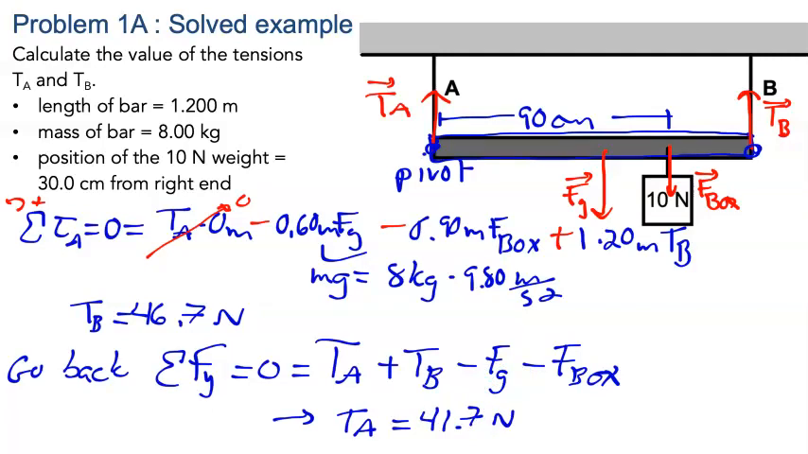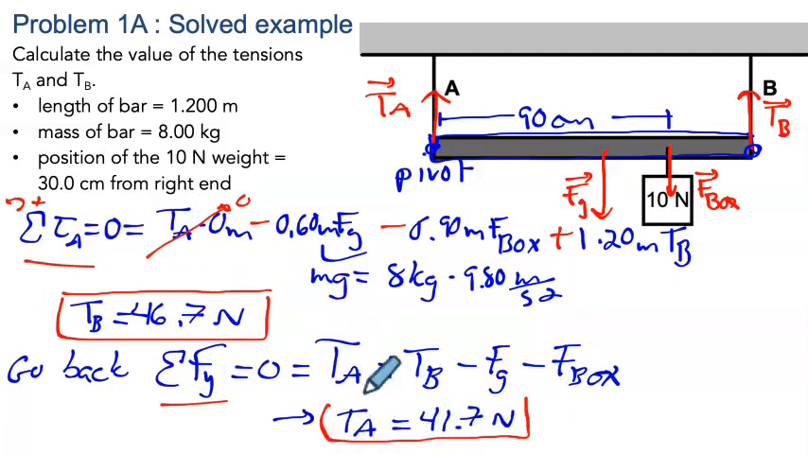So that's it. By using first the sum of torque and then the sum of forces, we were able to figure out the value of the tension in string B and the value of the tension in string A. And again, the trick, whenever we use the sum of torque equation, is to choose our pivot wisely so that we can get rid of some of the unknowns so that the math will be simpler. There you go.